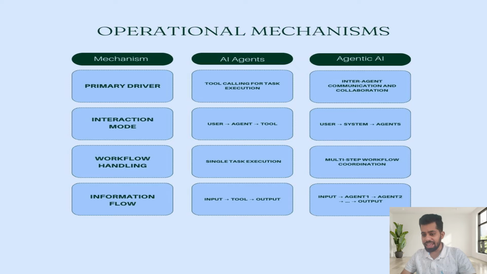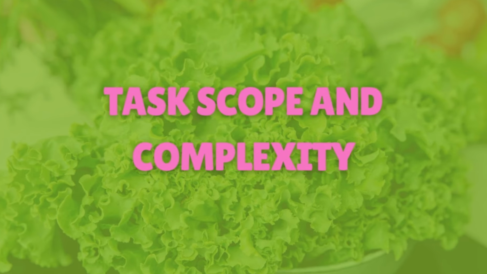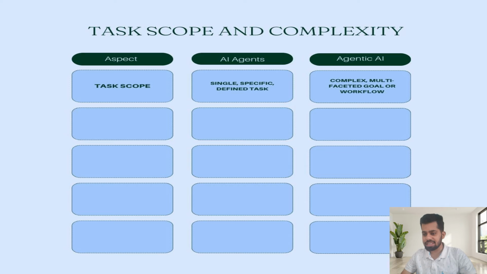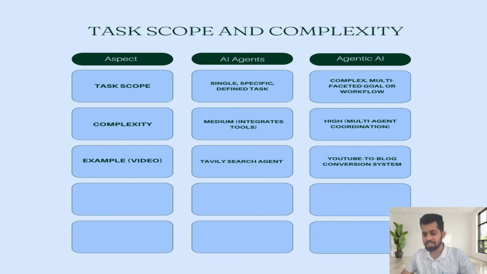Now, operationally, for AI agents, the driver is tool execution. The workflow is single step, with input flowing through tools to output, while agentic AI is driven by intelligent communication. They handle multi-step coordination where outputs from one agent are fed to another. That's collaboration in action. Coming to task scope and complexity, AI agents handle single specific tasks like search with medium complexity, while agentic AI manages complex multifaceted workflows like converting YouTube videos into blogs. Complexity is high due to multi-agent coordination.